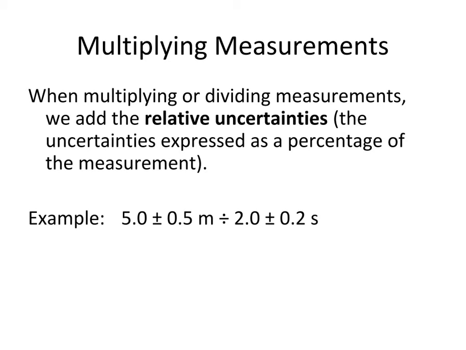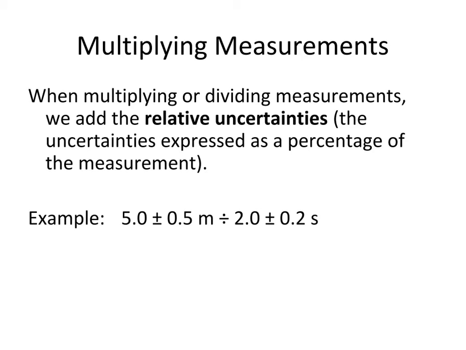If we multiply measurements, then we add the relative uncertainties, and these are just uncertainties expressed as a percentage of the measurement that we make. So far we've been adding what we call absolute uncertainties, so it's pretty straightforward. We just add the uncertainties themselves, including the units. Relative uncertainties are a little bit different because really they're fractions, but we'll express them as decimal numbers.